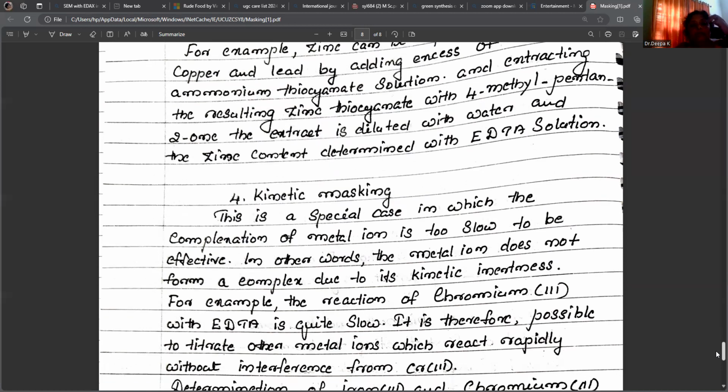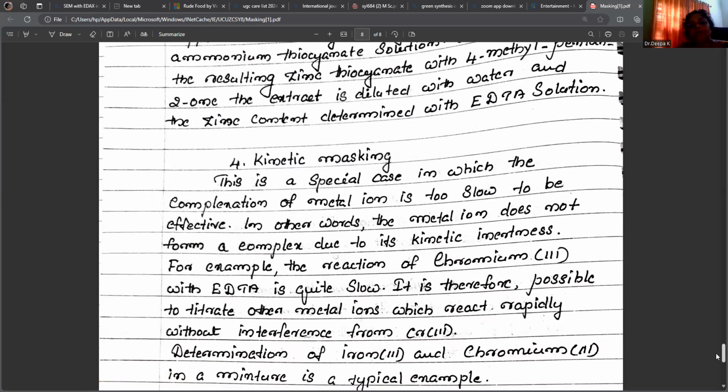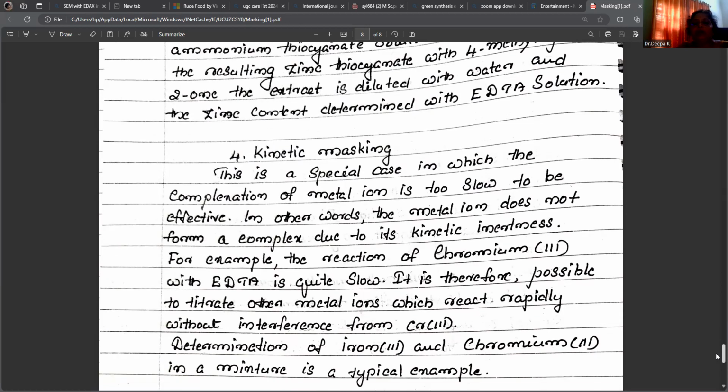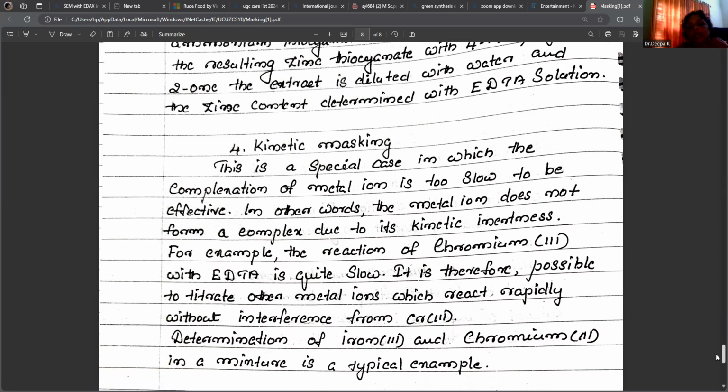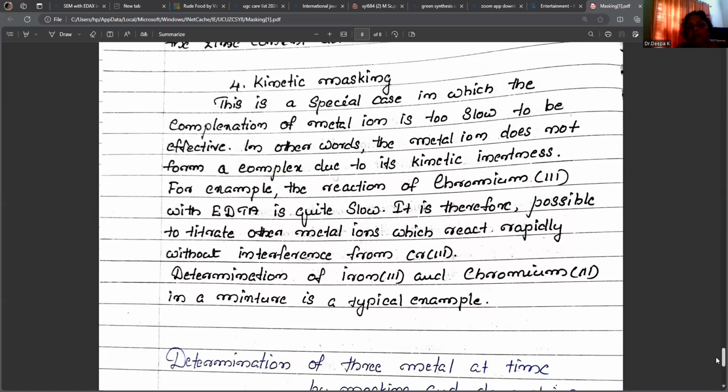And another method for increasing selectivity is kinetic masking. This is a special case in which complexation of a metal ion is too slow to be effective. In other words, the metal ion does not form a complex due to its kinetic inertness. For example, the reaction of chromium-3 with EDTA is quite slow. It is therefore possible to titrate other metal ions which react rapidly without interference from chromium-3. Determination of iron-3 and chromium-3 in a mixture is a typical example of such kinetic masking.